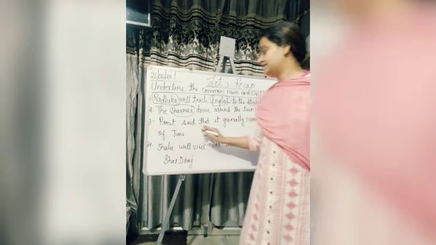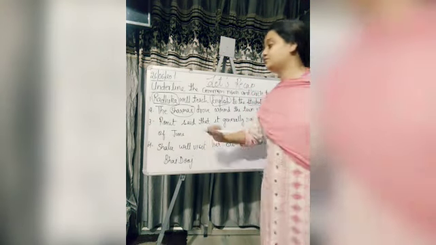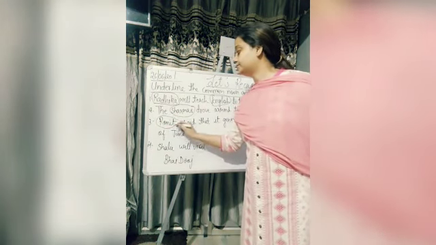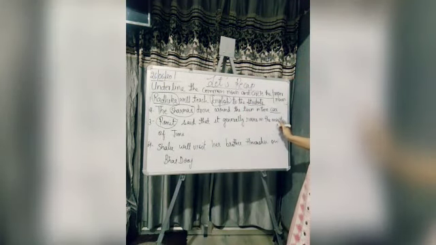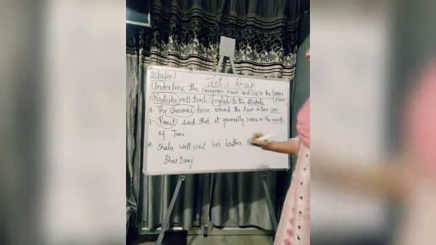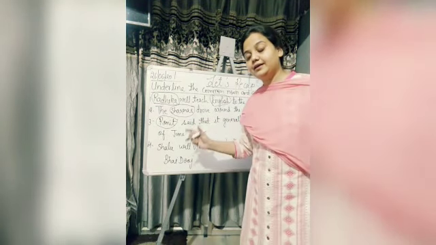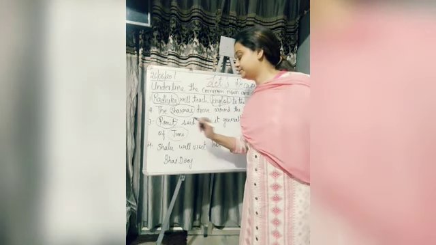Then: Ronit said that it generally rains in the month of June. So Ronit is a proper noun. Also it begins with a capital letter. Then month is a common noun. And June, because here a specific name is given to this month, is a proper noun.